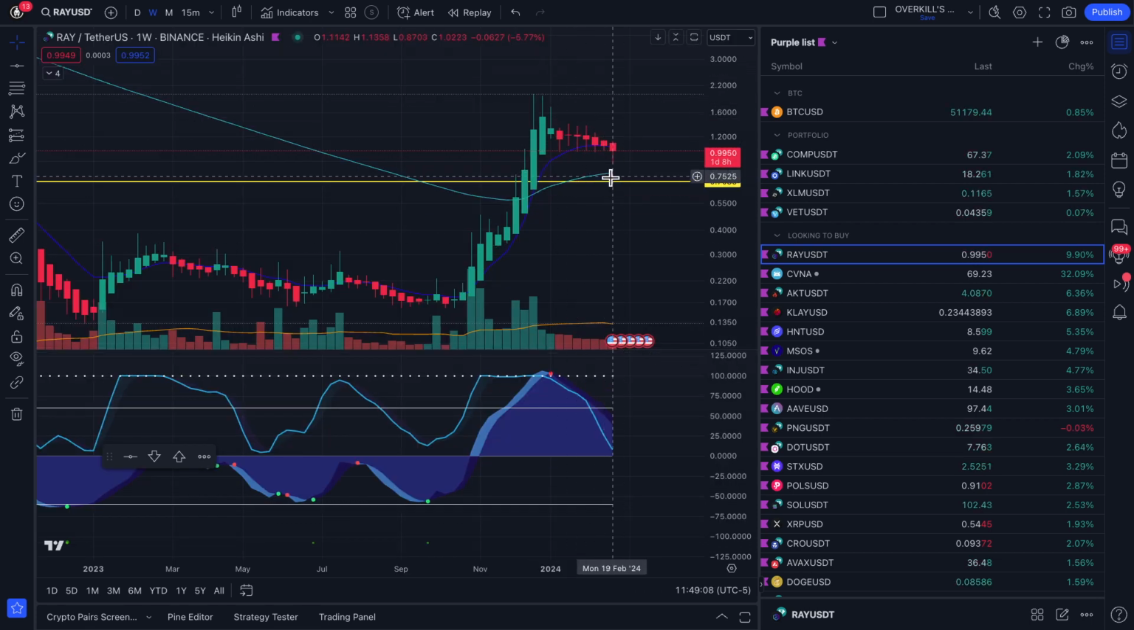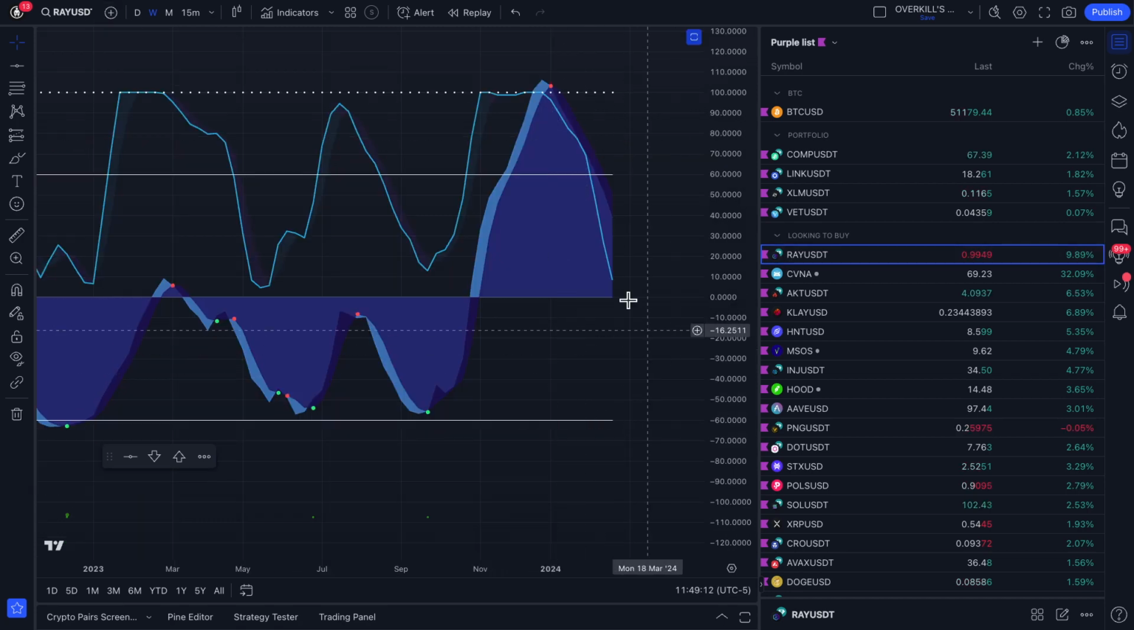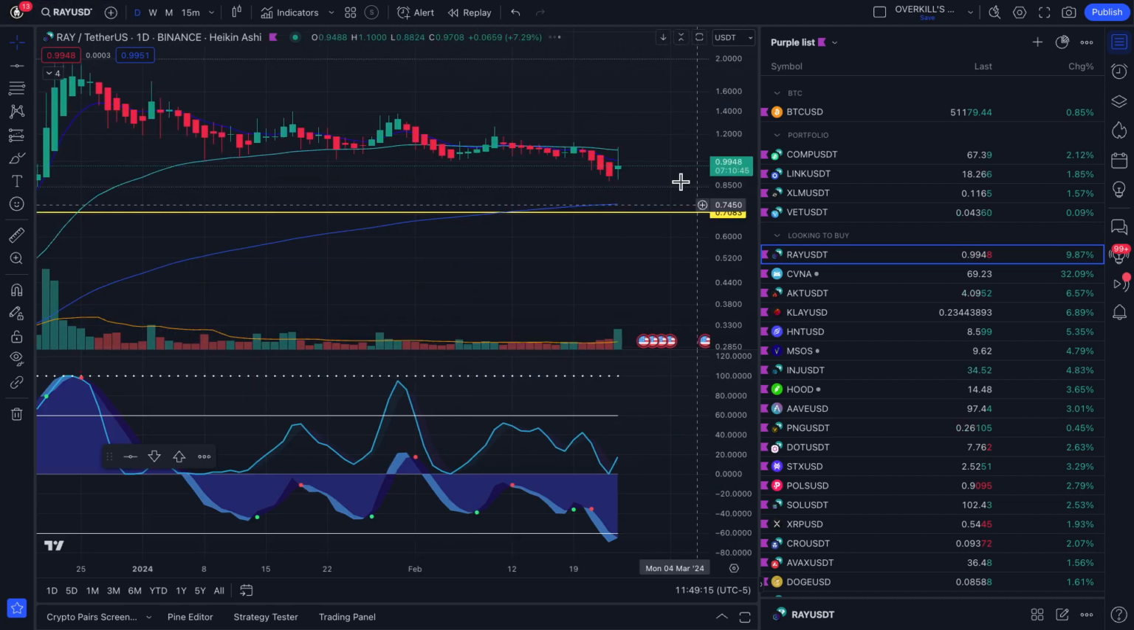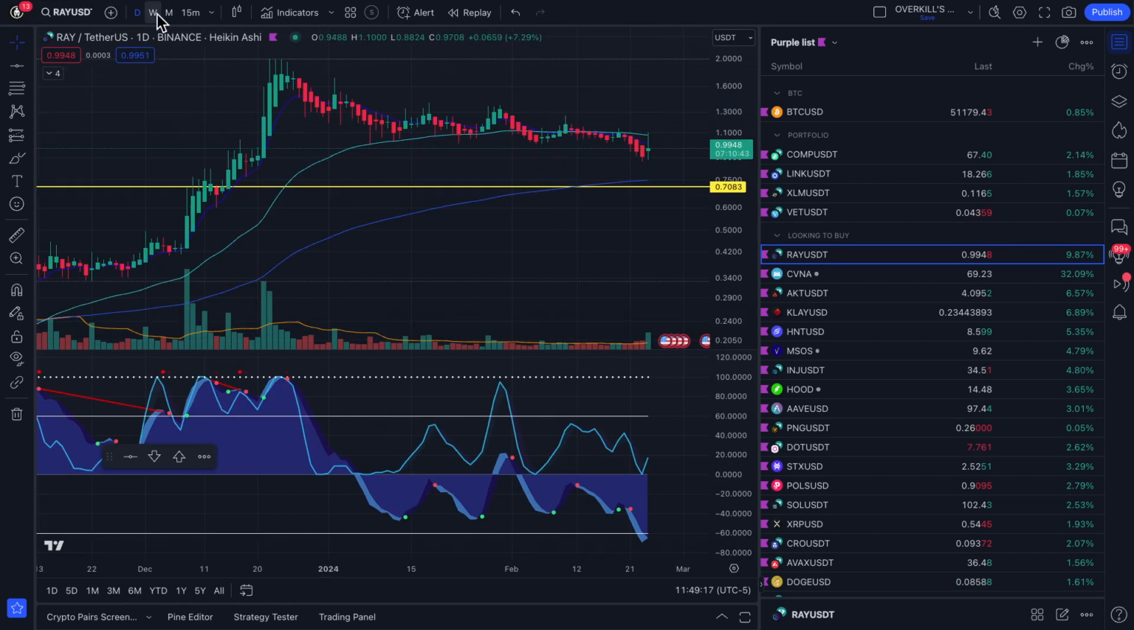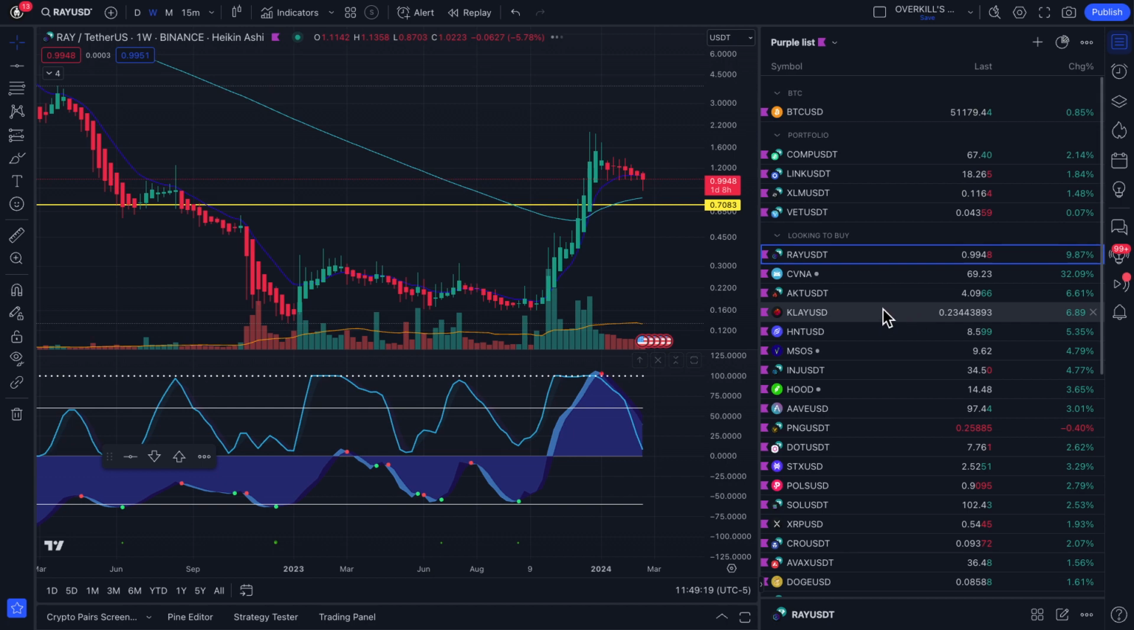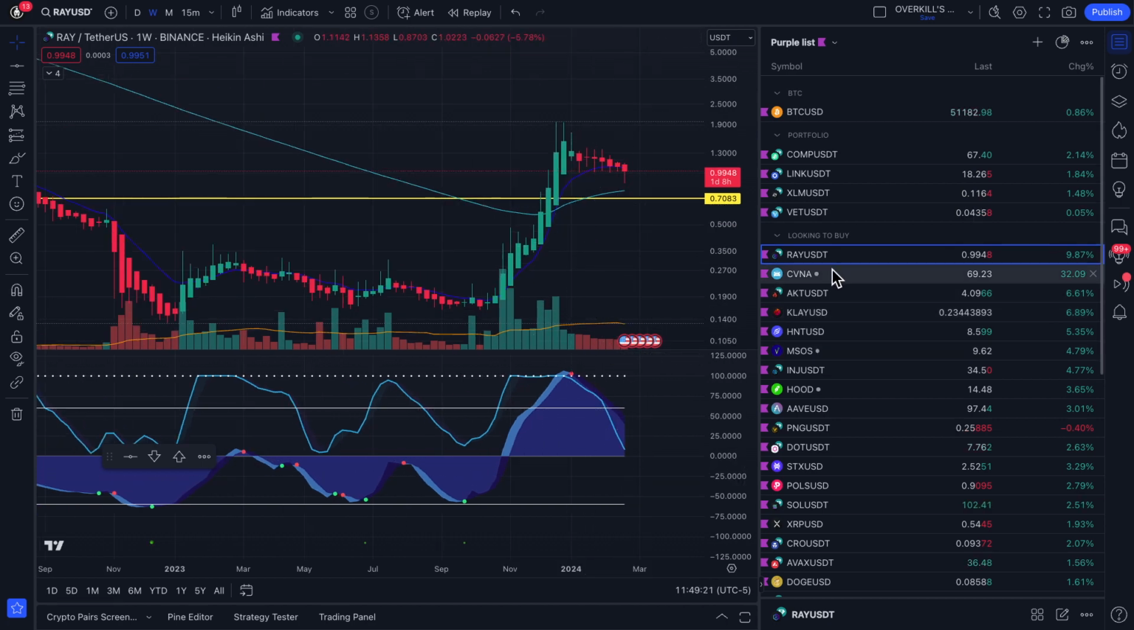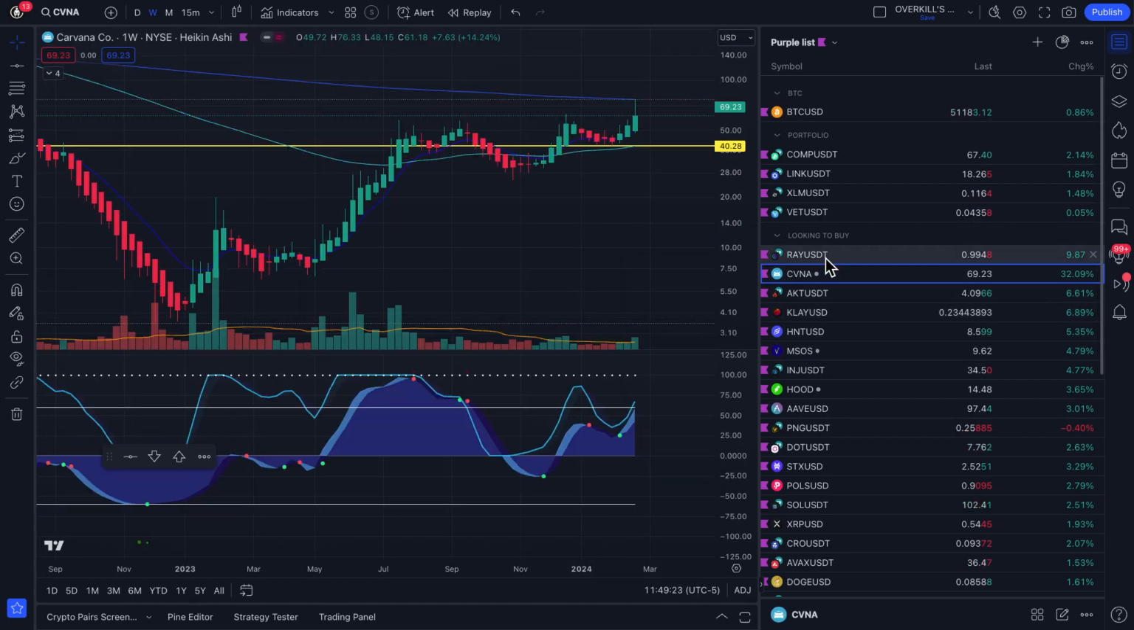Personally, I may look to add to Ray this week, just because of where the stochastic is and that we're getting a bull hammer here, and that's a nice daily candle as well. So this is an easy way to play Solana, in my opinion. We'll see where this thing sits. We'll keep you guys updated. If I make a trade, I'll let you guys know over there in the Discord.